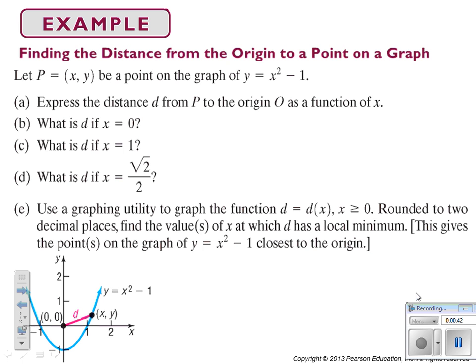So if you let P be a point on the graph, and your graph is y equals x squared minus 1, we are going to find the distance d from P to the origin as a function of x. Then we are going to find the distance if x is equal to 0. And then we're going to find the distance if x is equal to 1. And then we're going to find the distance, just for fun, if x is equal to root 2 over 2. Then we're going to use a graphing utility and graph the function.